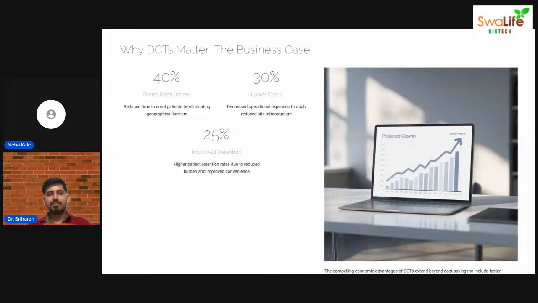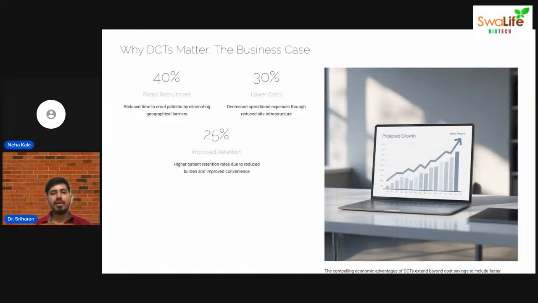Why does DCT matter? While applying DCT, we gain more in a business-oriented area. There is faster recruitment because we are recruiting the patients in a remote manner only. So about 40% faster recruitment and lower cost, because in a traditional site we have to pay for the site, electronics and rent, and travel charges to the patient. So the cost is higher.